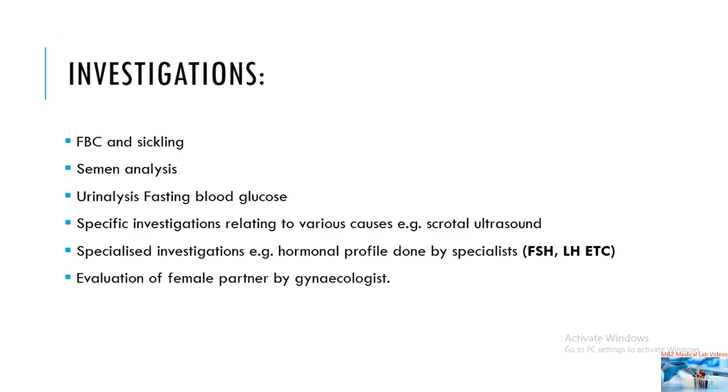Investigations that may be required: full blood count and sickling test, which is done in case of sickle cell anemia. The second investigation required is semen analysis, then urine analysis, fasting blood glucose, specific investigations related to various causes, scrotal ultrasound, and specialized investigations, for example, a hormonal profile done by specialists, that is follicle stimulating hormone and luteinizing hormone, etc. Evaluation of the female partner by a gynecologist.